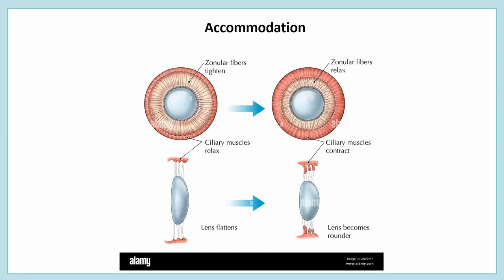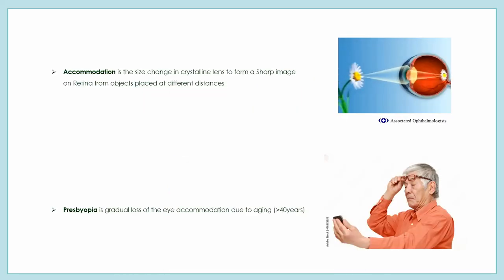When ciliary muscles are relaxed, zonular fibers are tightened. For accommodating, ciliary muscles contract, so zonular fibers relax and lens power increases. Now we can visualize the accommodation process in this video and see how lens shape changes with distance of object.